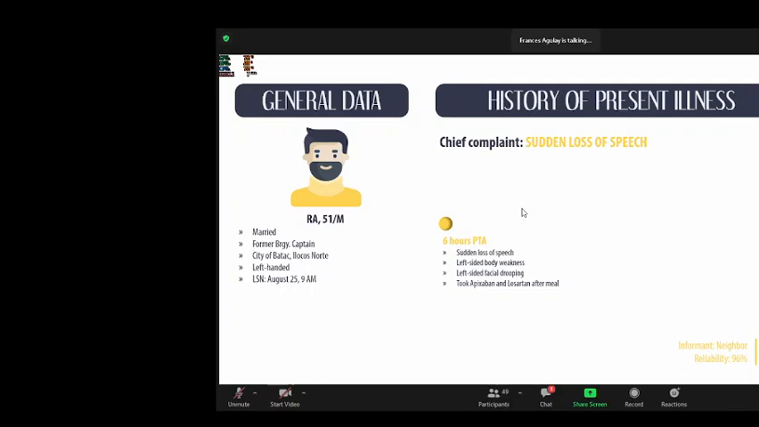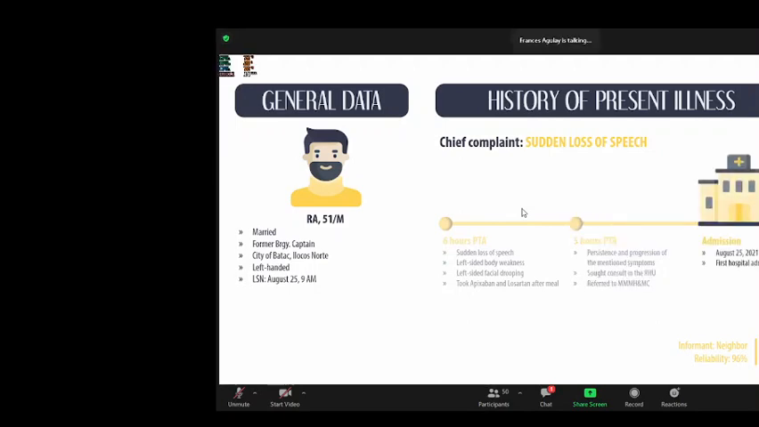Prior to the occurrence of symptoms, the patient took apixaban and losartan. Then, 5 hours prior to admission, due to the persistence and progression of the mentioned symptoms, the patient was brought by the neighbor to the Rural Health Unit of Badac for consultation. The patient was then referred in our institution, hence admission.